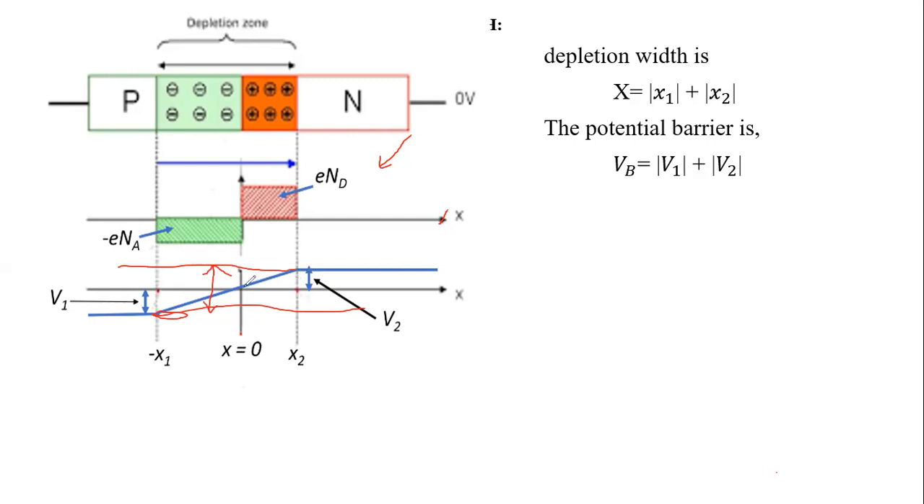And at x equal to 0 at the junction, the potential is taken as 0. And at x equal to x2, the potential can be approximated as a certain positive value, let us call it v2. And at x equal to minus of x1, because of the negative ions, the potential can be taken as a certain negative potential value, that is minus of v1. Okay, so the potential barrier will be the summation of the magnitude of v1 and the magnitude of v2. I hope you understand the depletion region aspect here, the potential problem that we are talking about.